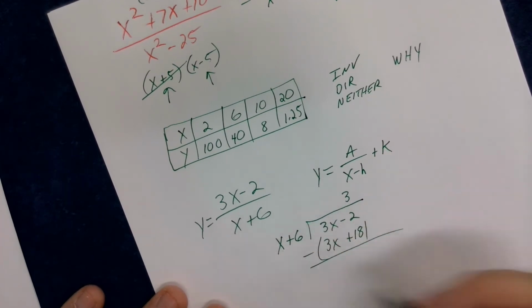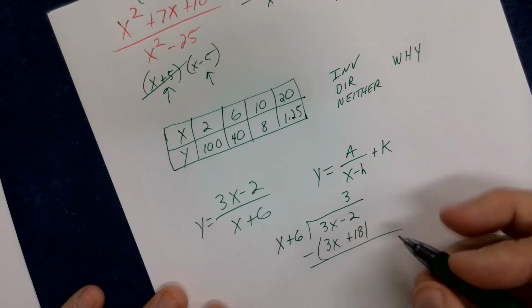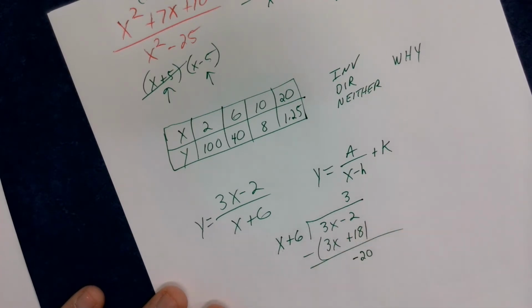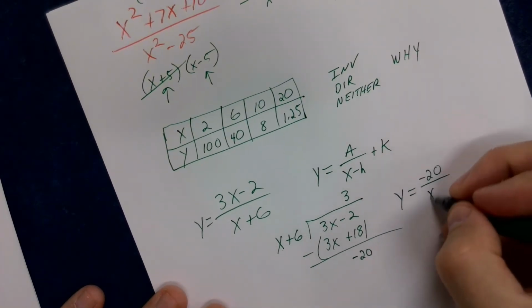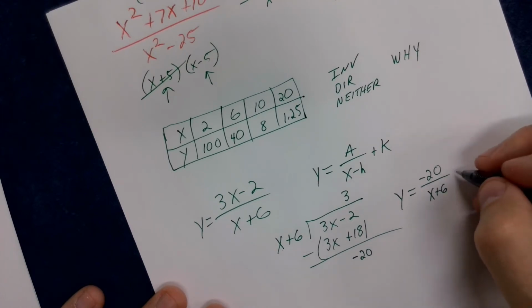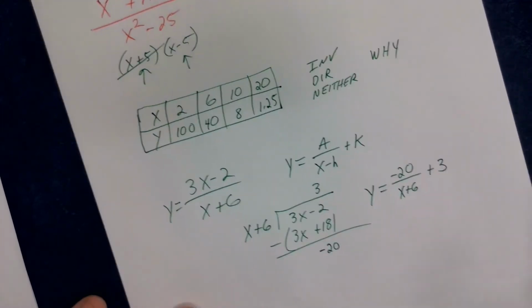3x minus 3x goes poof. Negative 2 minus 18 is negative 20. And I now know that my equation will be y equals negative 20 over x plus 6, plus 3.